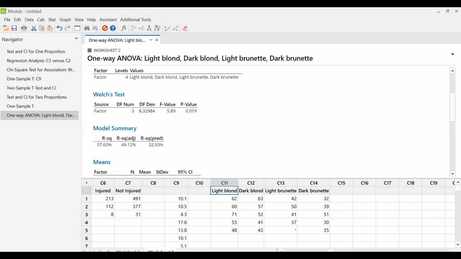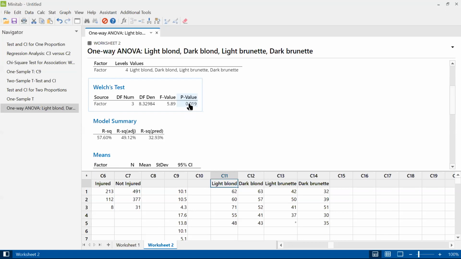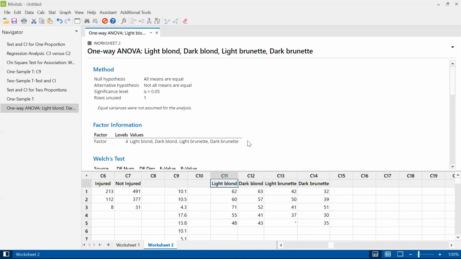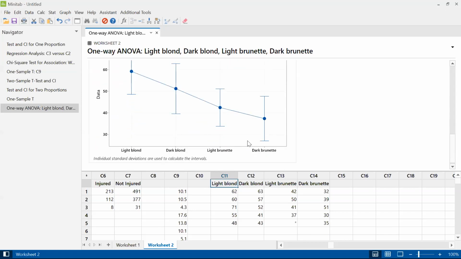So test statistic is not something I would ask for on the exam, but I would ask you for the p-value. And that's 0.019, and I might ask you for your conclusion. Here, this is less than 5%, so we do have strong evidence that there is a statistically significant difference between the groups. And it looks like, from the picture, the main difference is that the light blondes have higher numbers than the dark brunettes, and the others are in the middle.